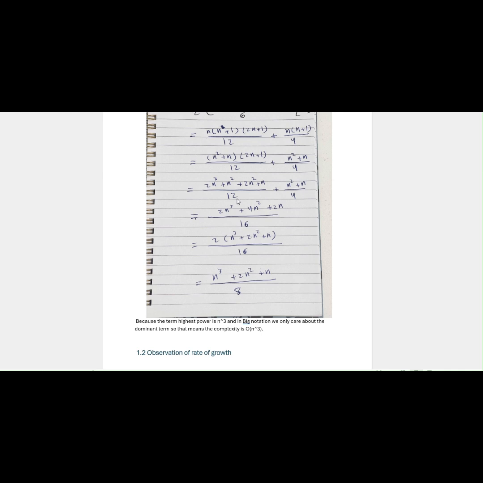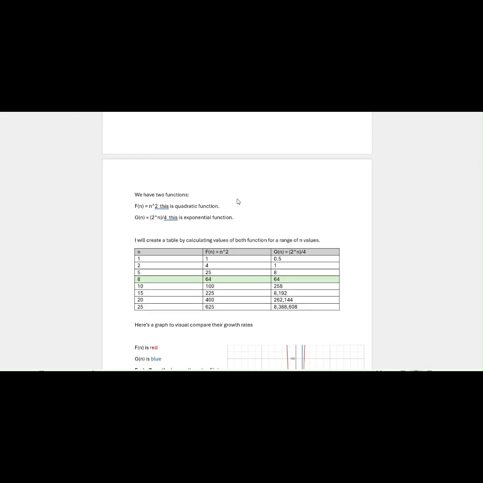Next is section 1.2, observation of the rate of growth. I compare two functions, f(n), which is a quadratic function, and g(n), which is an exponential function. I created this table to show how they grow for different values of n. For small n, f(n) grows faster.